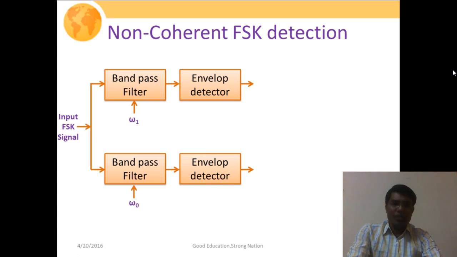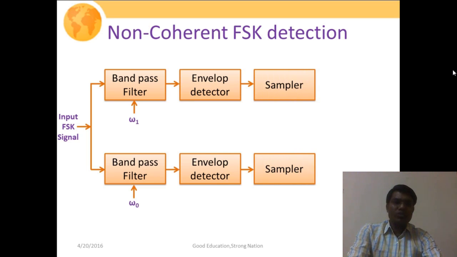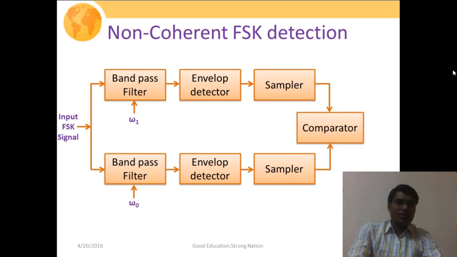Then the envelope detector's output will pass through the sampler, which generates samples of the incoming signal. Then the outputs of both samplers will be passed through the comparator, which compares the outputs of the two samplers at particular instances.